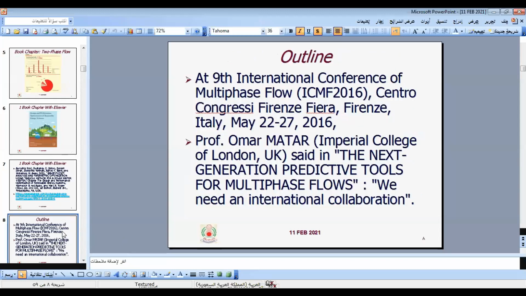As said in the introduction, I hope that at the end of my talk today, it opens a kind of international cooperation between my side and your side, as students, researchers, and people from industry. For example, when I attended the 9th International Conference on Multiphase Flow about 5 years ago in Italy, one of the keynote speakers was Professor Omar Matar from the Department of Chemical Engineering at Imperial College London. During his talk, he said that for the next generation of predictive tools for multiphase flow, we need international collaboration. So international collaboration between different countries and different institutes is very important.